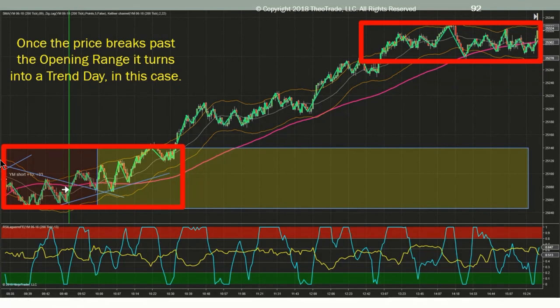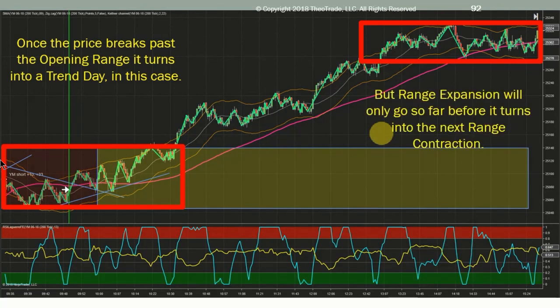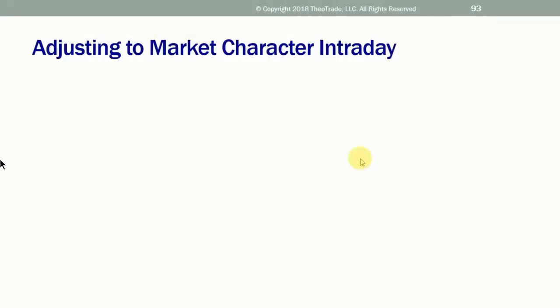So this is where a lot of traders will say, hey, it's a trend day. And they'll look for the first entry on here, and then they get just beat up because they went to sleep on this. So trading is so much about preparation, putting yourself in a position of success, and anticipating things and not just reacting to them way after the fact. Range expansion will only go so far before it turns into the next range contraction.